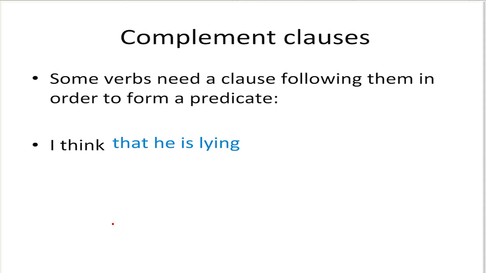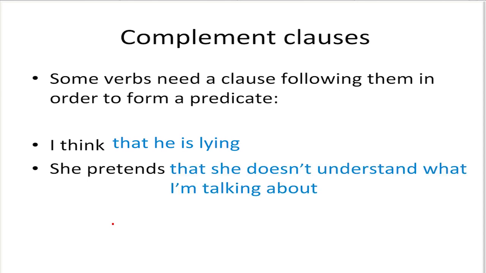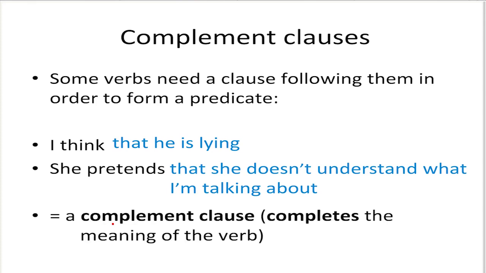And we can't just say, "she pretends." There needs to be something that she pretends to do. For example, "she pretends that she doesn't understand what I'm talking about." A clause like this, which has to come after a verb in order to complete the meaning and make a predicate, is called a complement clause.